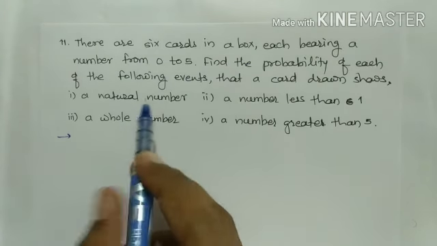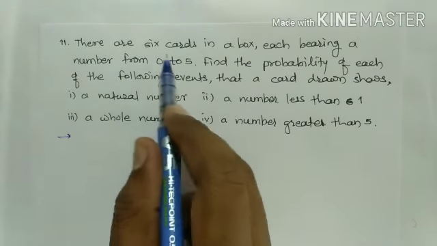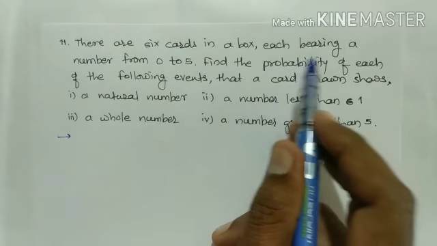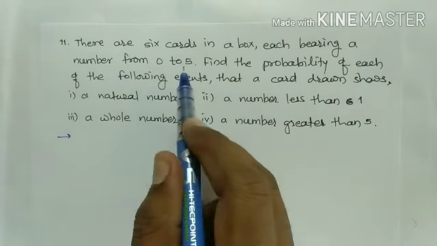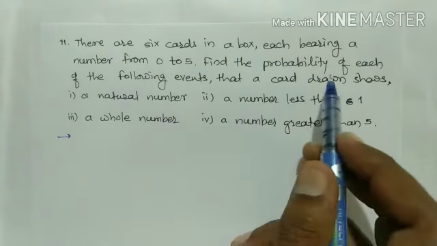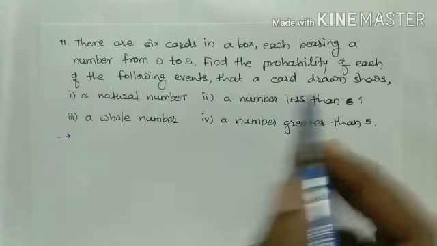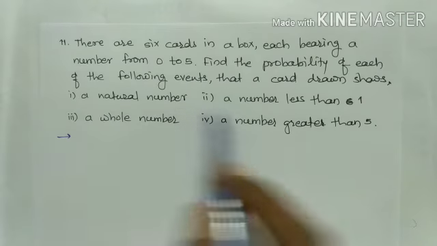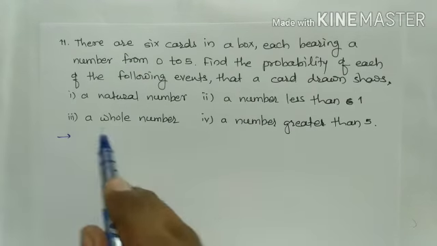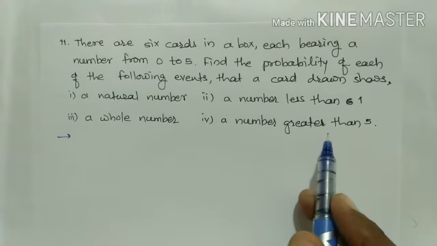Now, the next example is example number 11. There are 6 cards in a box, each bearing a number from 0 to 5. Find the probability of each of the following events. Here, the events are given that a card drawn shows a natural number, a number less than 1, a whole number, and a number greater than 5.